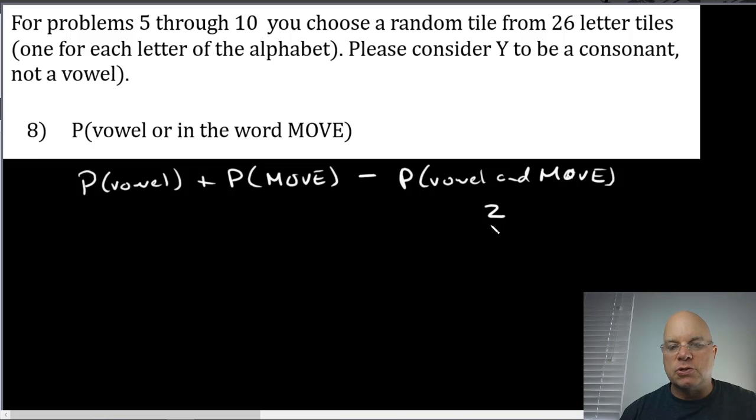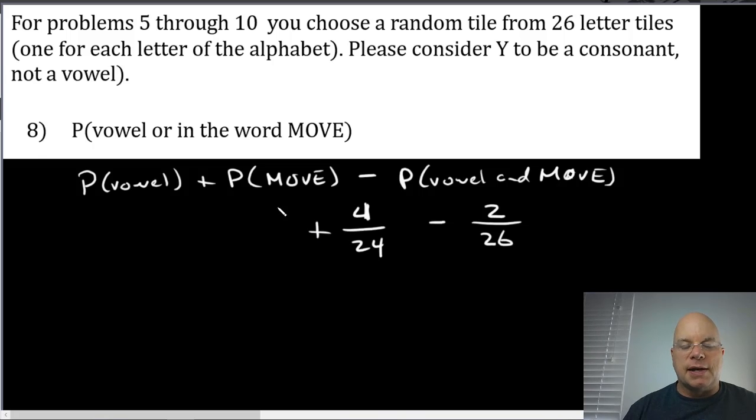This is the easiest one to find right away because there's only 2 vowels in the word move, so that would be 2 26ths. We're subtracting that from the probability of getting M, O, V, or E, which would be 4, because none of those letters are repeated, 4 out of 26. And the probability of getting a vowel, A, E, I, O, U, there's 5 vowels out of 26. So we would have 9, I said 26 here and I wrote 24. We would have 9/26 minus 2/26 is 7/26.